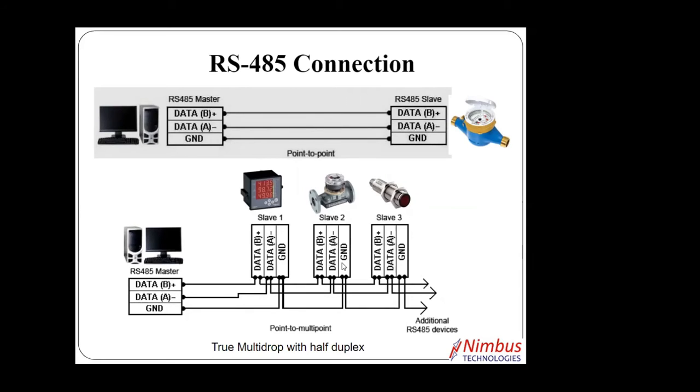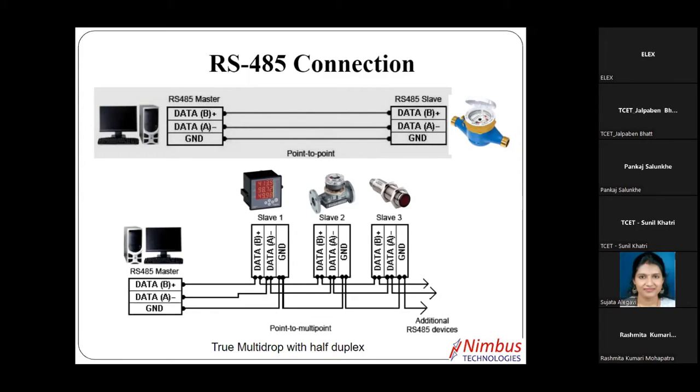It is a multi-drop protocol. Multi-drop is nothing but a parallel connection. D plus and D minus of all the devices are connected to each other, and finally the 2 wires are connected to your host computer. So this is the energy meter. This is a flow meter having RS485 output. This is your proximity sensor, it also has RS485 output. All these three devices are called slaves, and the central unit is called the master. So it is a master and slave protocol.